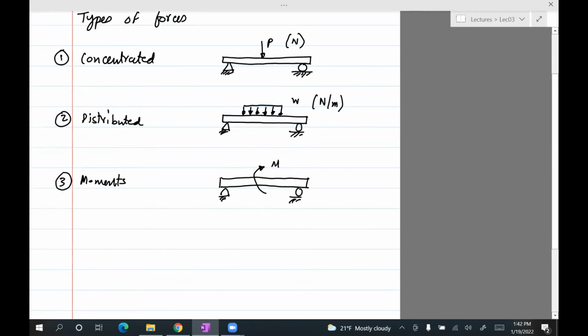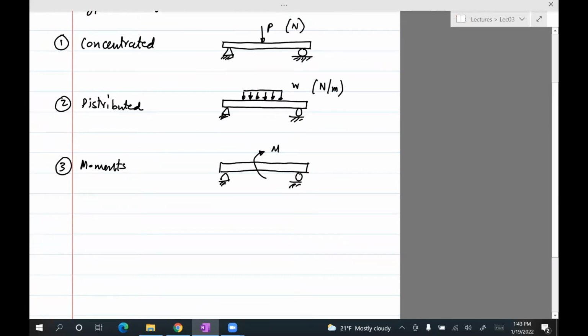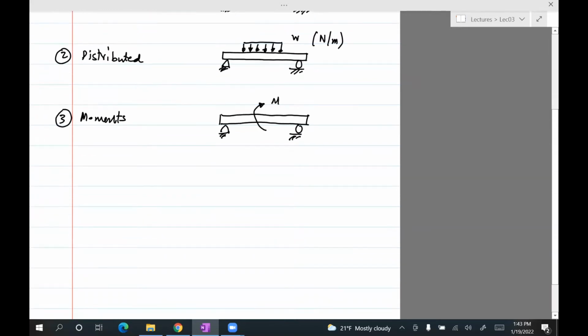Okay, and so what this is saying is that you can take any machine element, could be a mechanical application or civil application, and idealize them as either a P or a W or an M. That's pretty much what we do. We just idealize them as these forces. And once we have these forces, and once we have the reaction forces, we can then go ahead with free body diagrams.